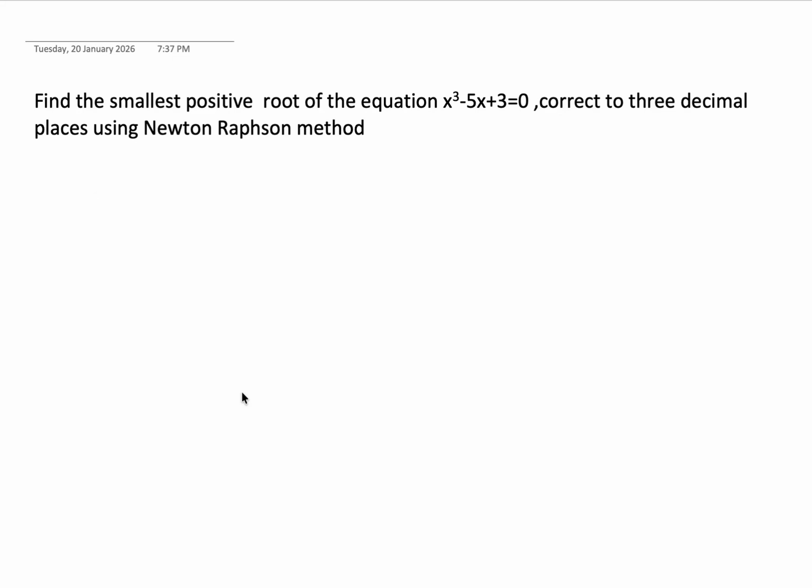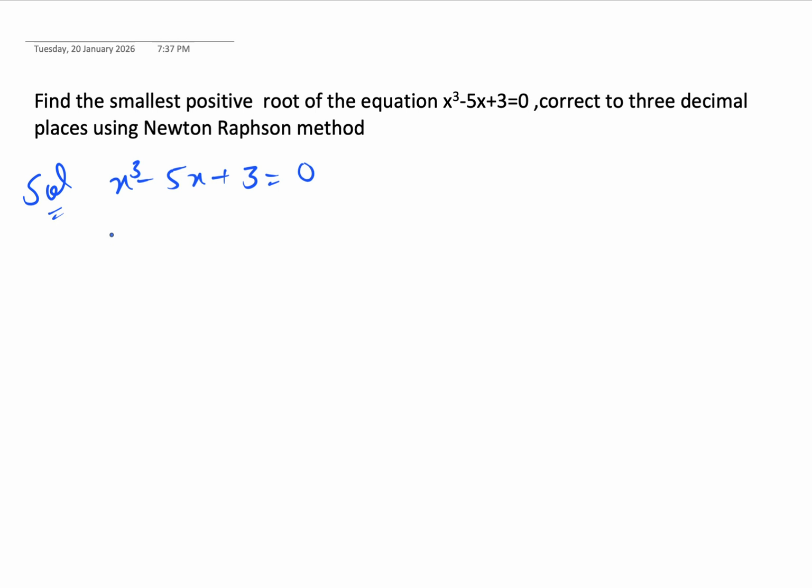So in this question, we need to find the smallest positive root of this equation correct to 3 decimal places using Newton Raphson method. Okay, so let's begin. We are given the equation x cube minus 5x plus 3 is equal to 0.